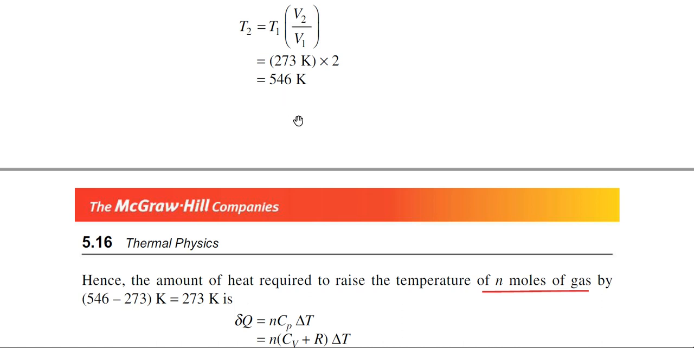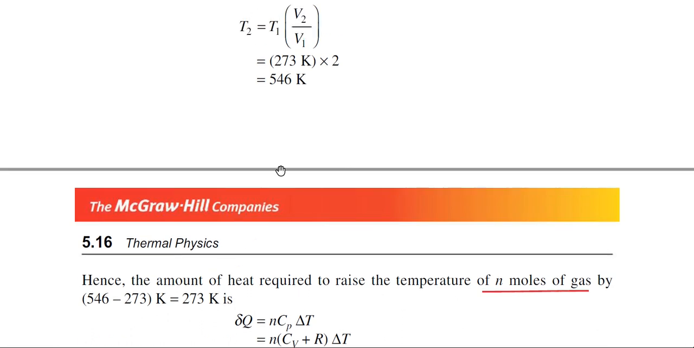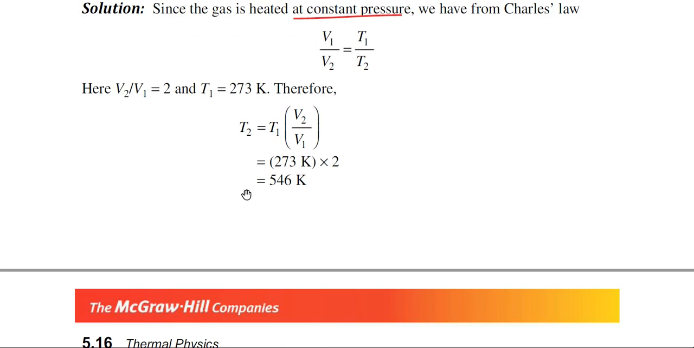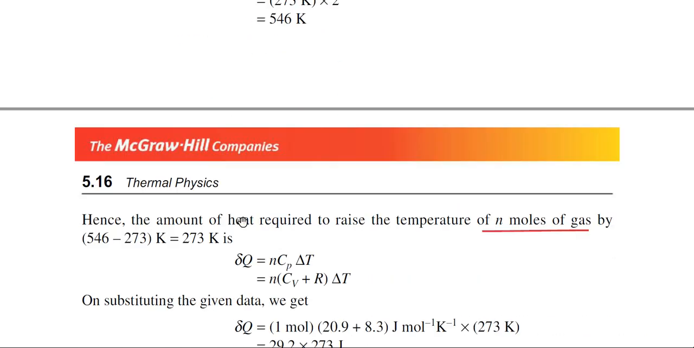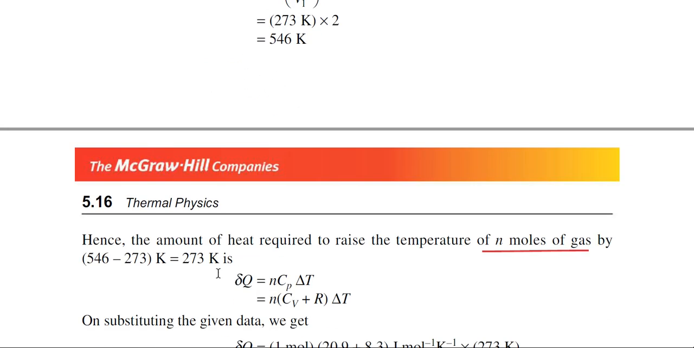So, if the final temperature is 546 Kelvin, then the amount of heat required to raise the temperature of n moles of gas by 273 Kelvin, because final temperature is 546 Kelvin, initial temperature was 273 Kelvin. So, change in temperature is 546 minus 273, that is equal to 273. So, the amount of heat required to raise the temperature of n moles of gas by 273 Kelvin is equal to delta Q is equal to n into Cp into delta T.